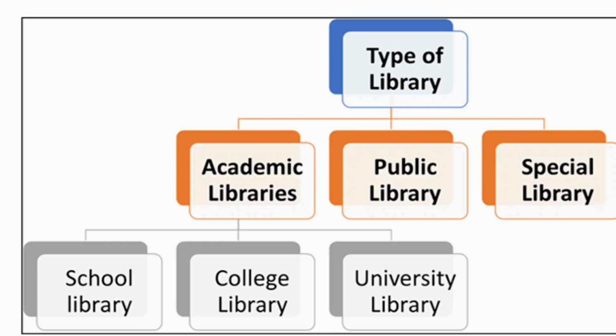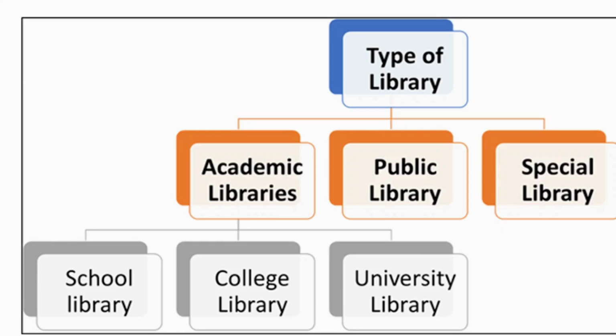Again, the academic library can be subdivided according to the hierarchy of our education levels. That is, school libraries are associated with schools, college libraries with colleges, and university libraries with universities. So these are the academic libraries. A public library is a type of library where any person, irrespective of gender, race, caste, or religion, can use the knowledge resources.